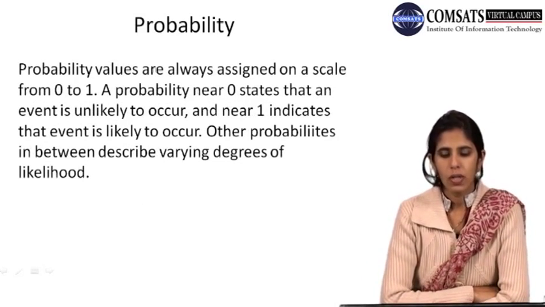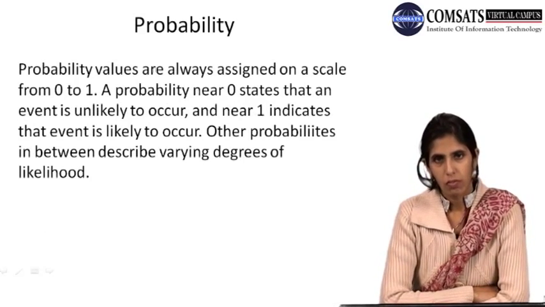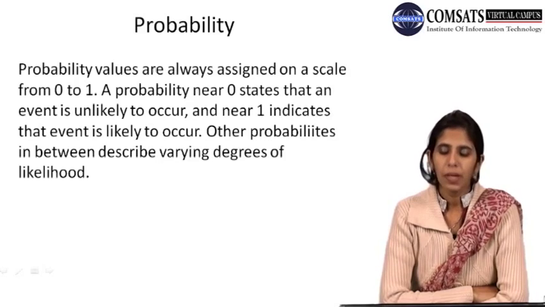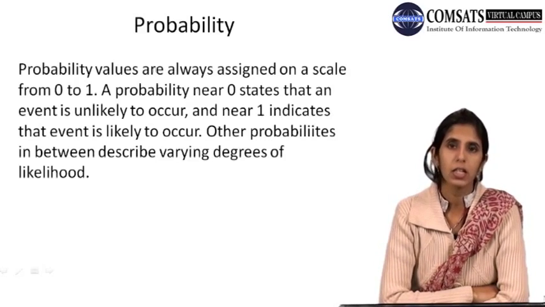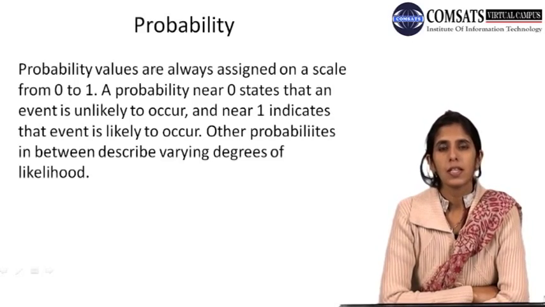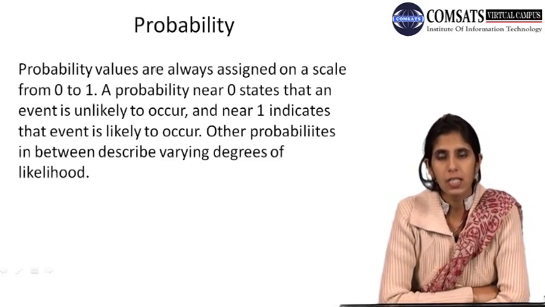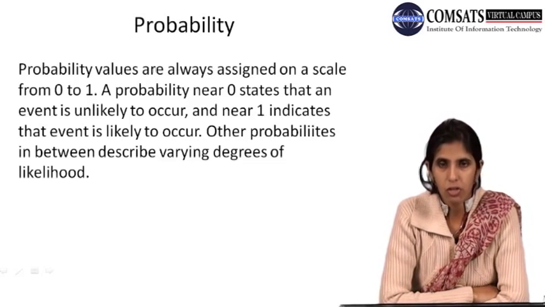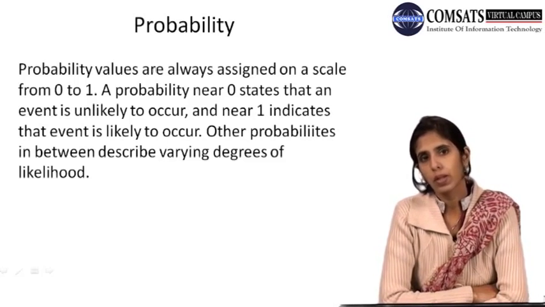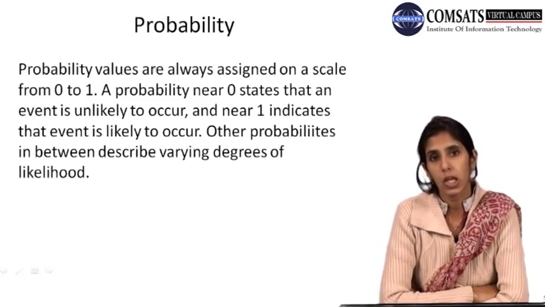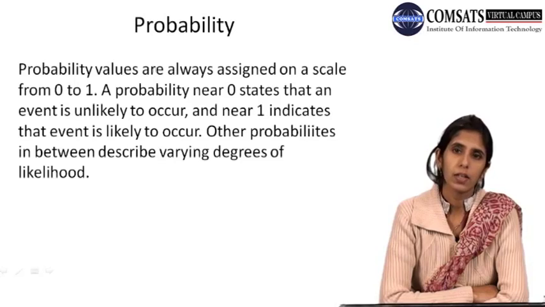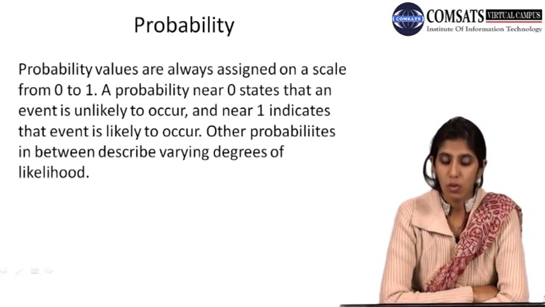Probability values are always assigned on a scale from 0 to 1. Now the range which we have assigned to probability is 0 minimum and 1 the maximum. If any numerical result of probability comes in the form of 0 or nearby 0, it indicates that the event has a very little chance to occur, meaning that it is unlikely to occur. And if it indicates a value around 1, that is 0.99, 0.98, sometimes 0.89, when we round that value it becomes 0.9 or 1 exactly, this shows that the likelihood of an event to occur is very high.